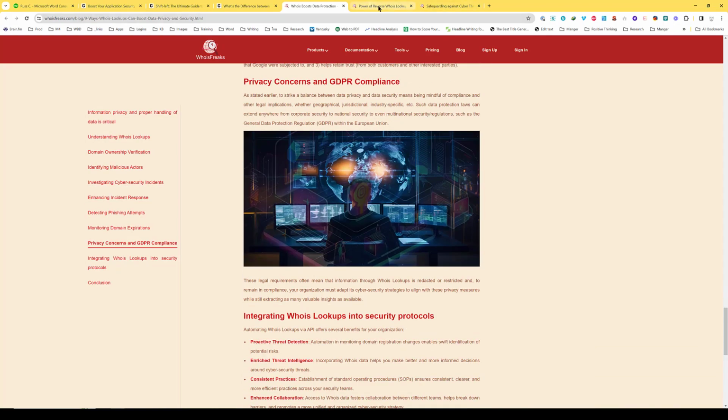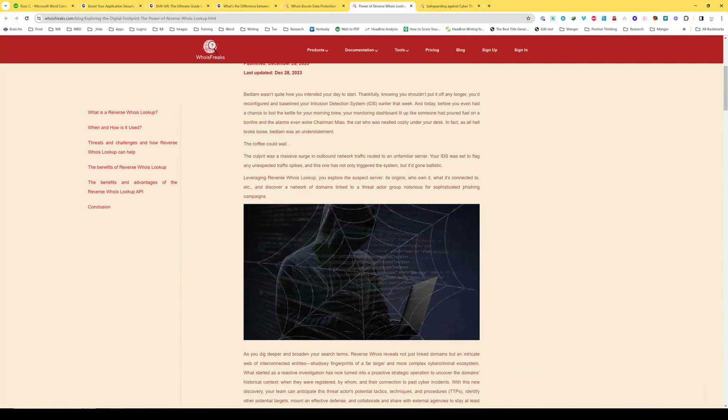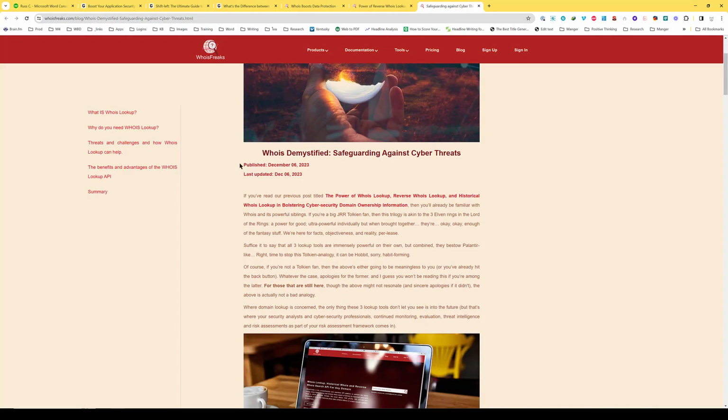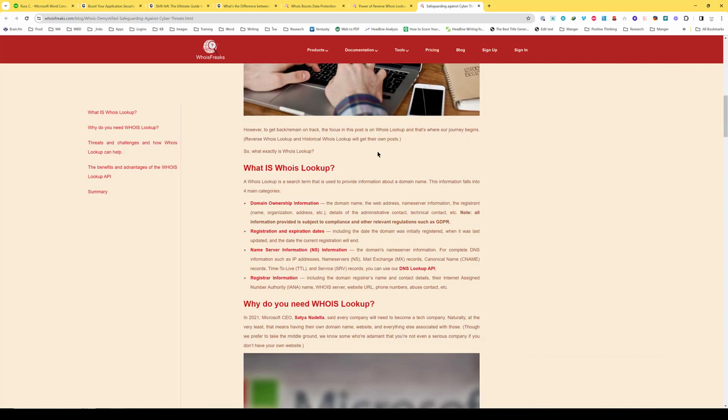And another one is The Power of Reverse Whois Lookups. Likewise there, and this one here, I think, was the first one I wrote: Whois Demystified, Safeguarding Against Cyber Threats. So like I said, I've got a lot of experience with SaaS organizations, particularly cybersecurity related: identity and access management, application security, OSINT, etc.